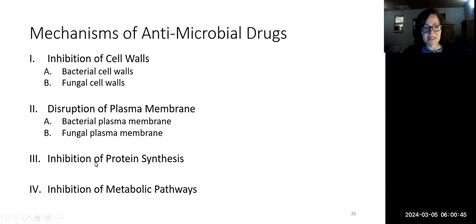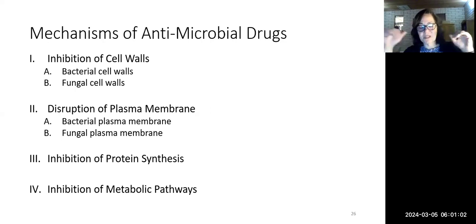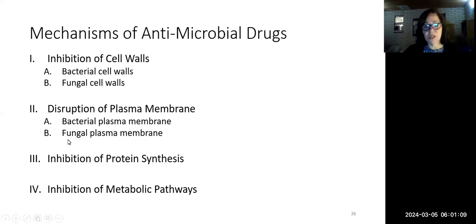Okay, so let's start with inhibition of protein synthesis. Let me remind you, to make a protein, you have to start with the information in DNA, do transcription to get the messenger RNA, and then going from the messenger RNA to making a functional protein, you have to do translation. That is where most of these drugs act. This inhibition of protein synthesis is impacting translation. That's why we spent so much time on translation.